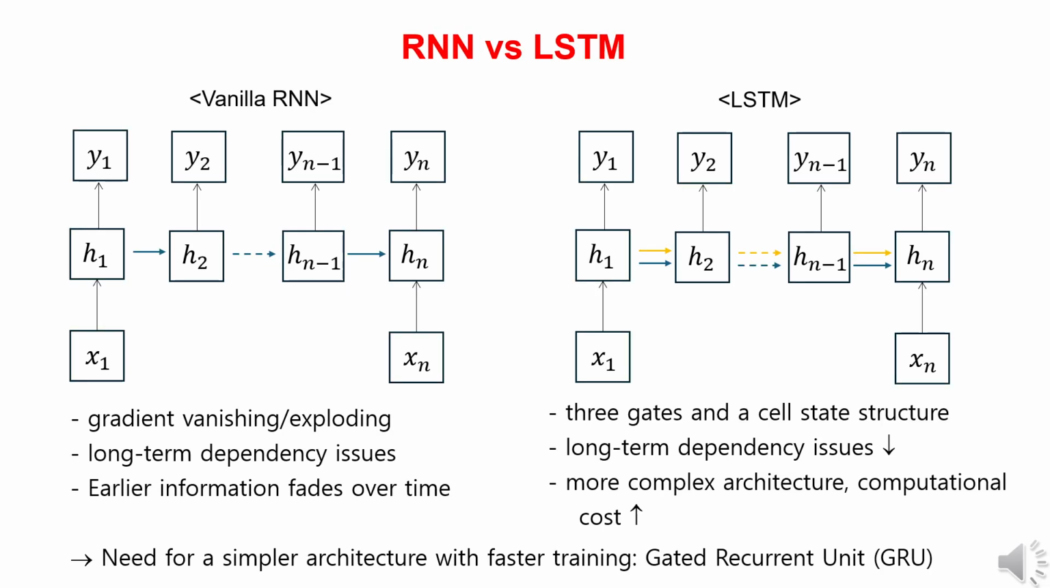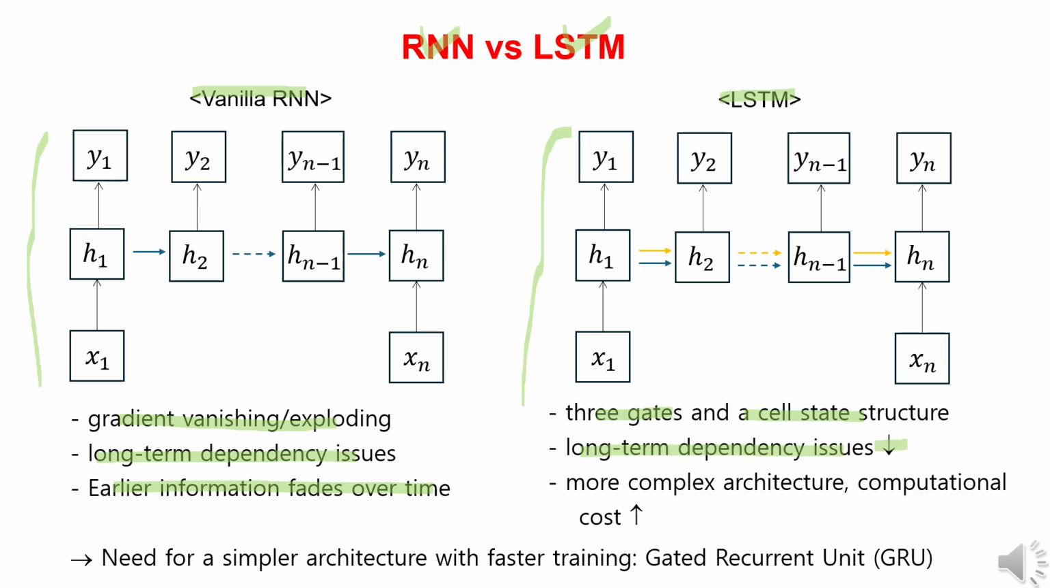First, let's take a look at RNN and LSTM. Vanilla RNN has the advantage of a simple structure, but as the sequence gets longer, it runs into the long-term dependency problem caused by gradient vanishing and exploding. As a result, earlier information gradually fades over time. To address this issue, LSTM was proposed. By introducing 3 gates and a cell state, LSTM successfully alleviated the long-term dependency problem.